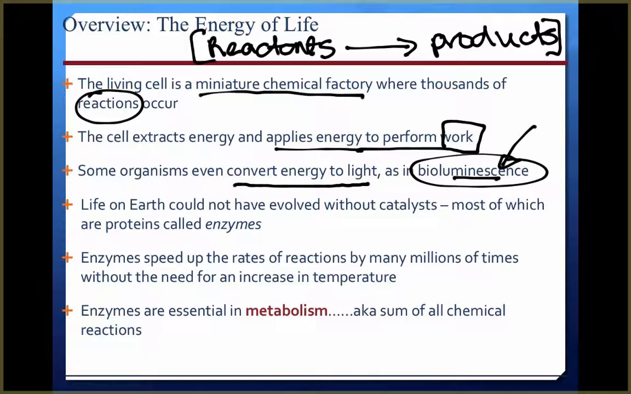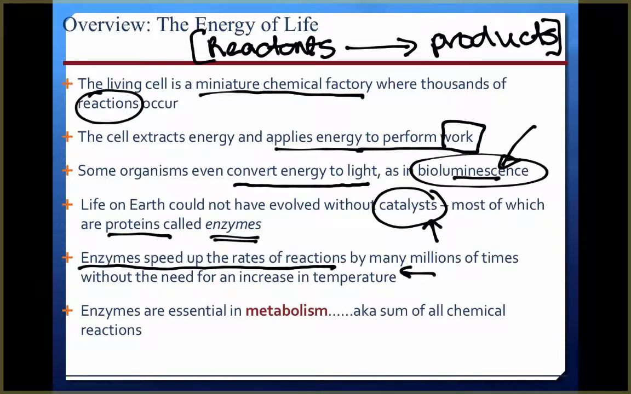Now, life wouldn't evolve without things called catalysts, and basically most of which are proteins. And these proteins are called enzymes, and catalysts are these things you'll find out that help to speed up reactions. So enzymes are known to speed up the rate of reactions, sometimes by millions of times, without the need to increase temperature. So at any point, when you're talking about reactions, you can't control your temperature.